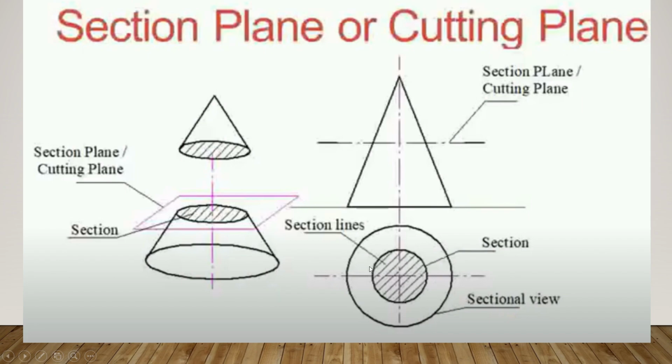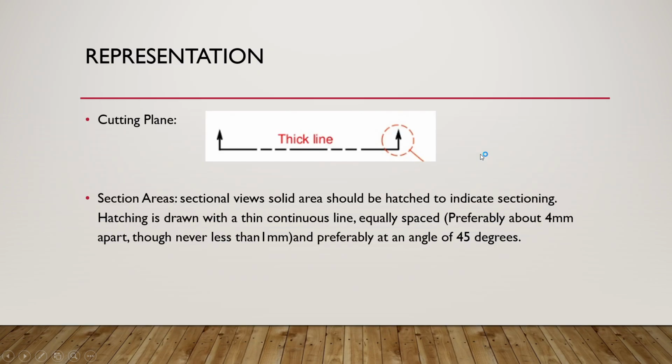Hatching is represented by drawing inclined lines at 45 degrees, each line parallel, and the distance between the parallel lines is maintained at around 4 mm. This is called the sectional view. And in front view we can see the complete component and the section plane.